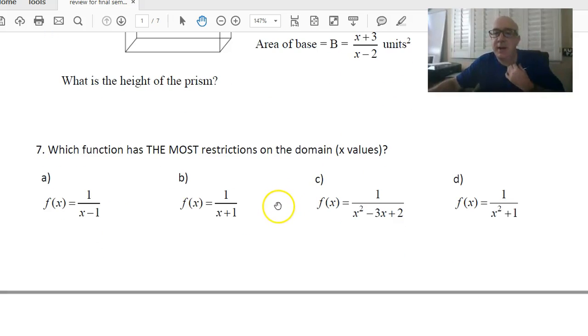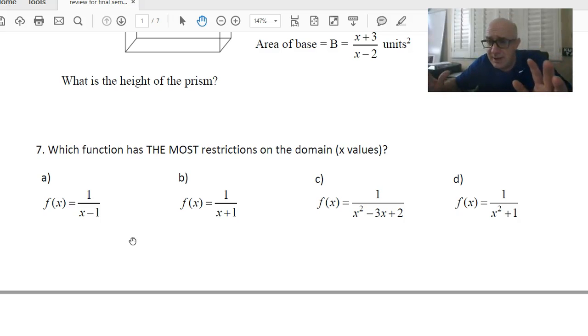Now the last one on the page is about the most restrictions. Now some of these have a restriction. So what can't be in the denominator? You can't put a 1 there. That's one restriction. Which of these would have more restrictions? 2 restrictions, 3 restrictions? See if you can figure that out. That's all I'm going to kind of tip you off to. I think that'll get you going today and have good discussion.